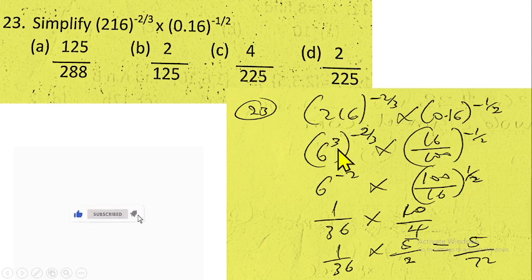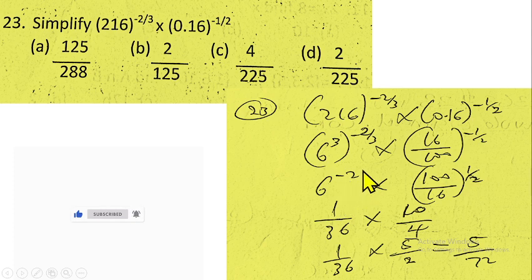But you can change this one to index form. That will give us 6 raised to the power 3 raised to the power minus 2 over 3 times. Change this one to a fraction. That will give us 16 over 100 raised to the power minus half. Then based on this minus power, that means you can find the inverse of 16 over 100. That will give us 100 over 16 raised to the power half. So 3 will take care of 3 here.